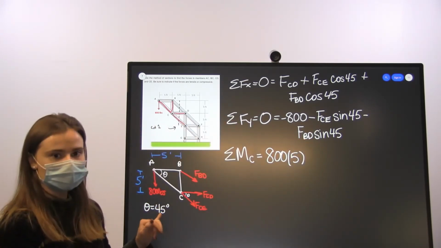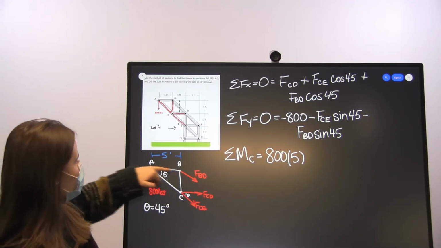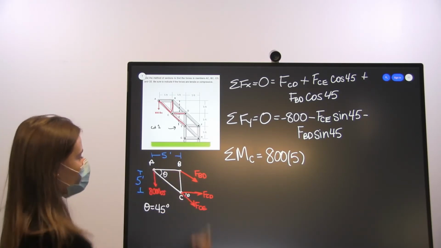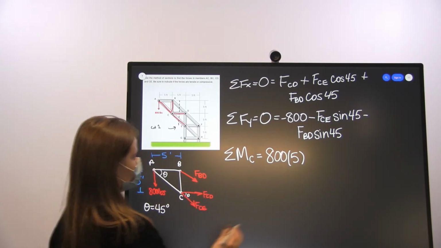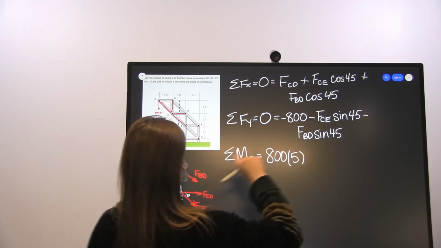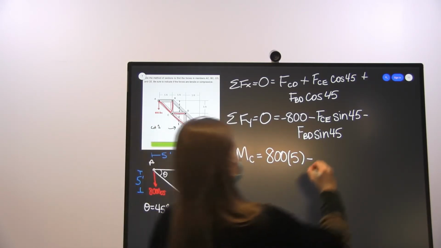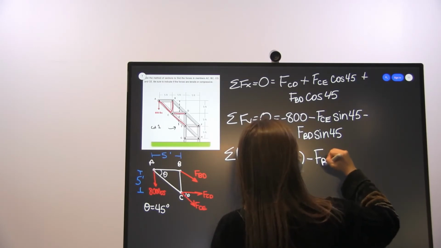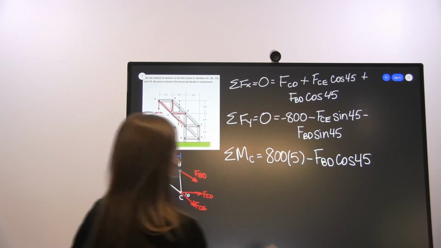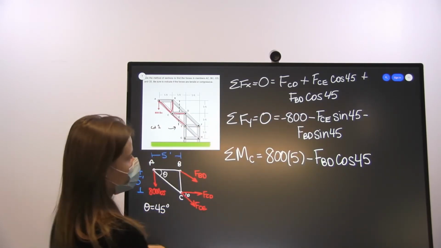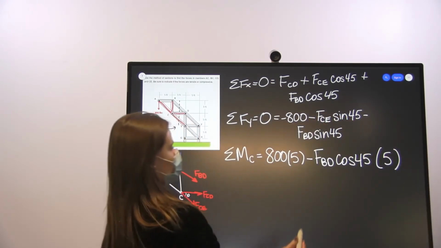And then we have the x component of force BD, because the y component of force BD is going to be acting in towards C. So we're only going to take the x component of this. So that's going to be negative, because it's going to create a clockwise rotation. So force BD cosine 45, and that is 5 feet from C as well. And this is equal to 0.